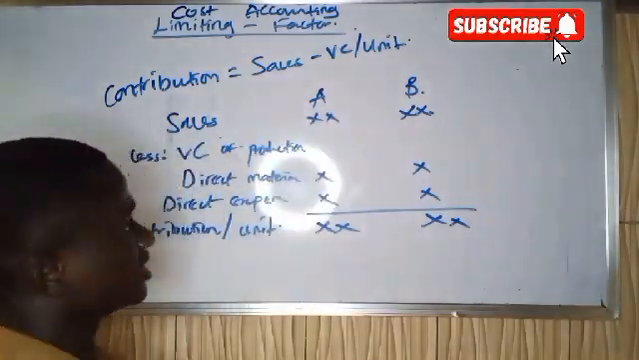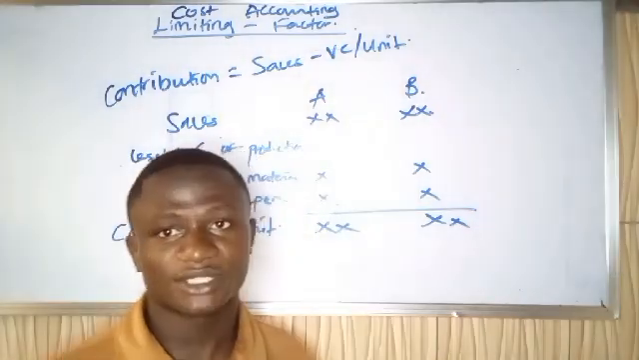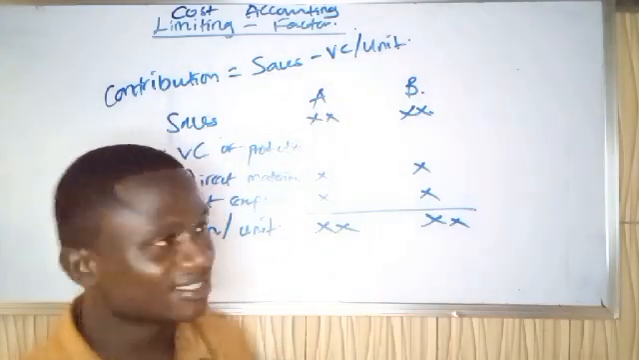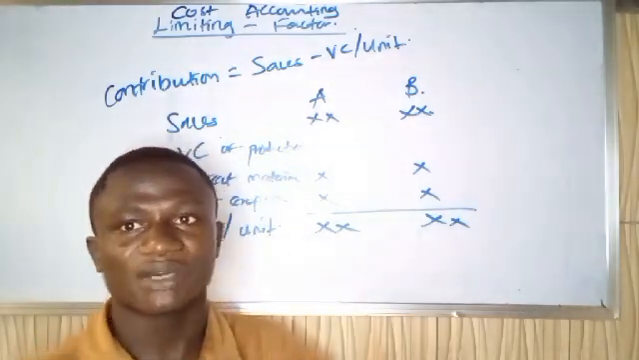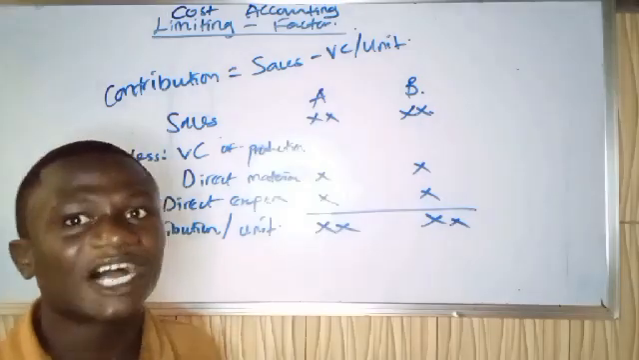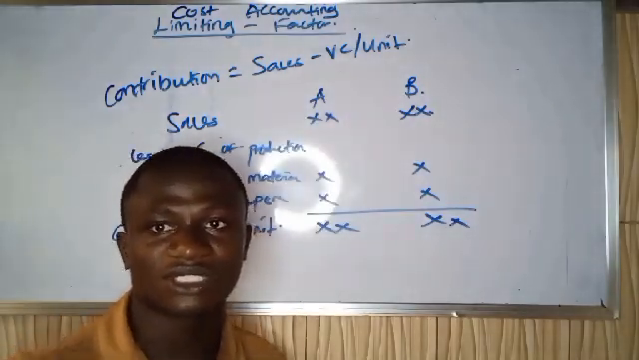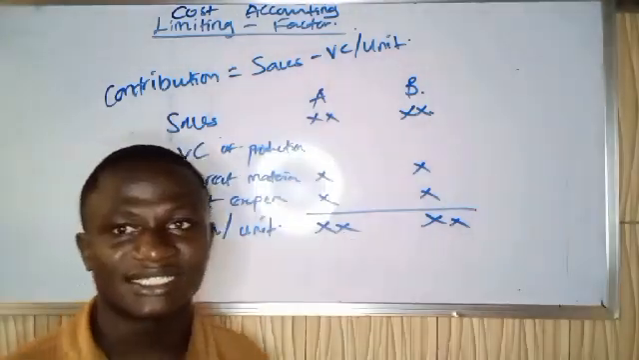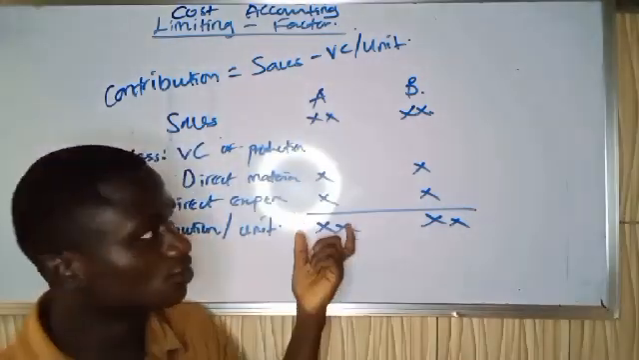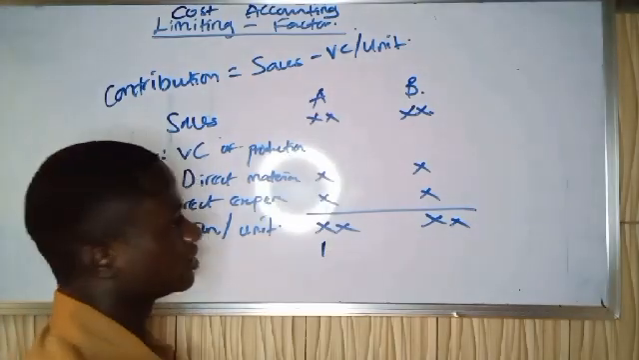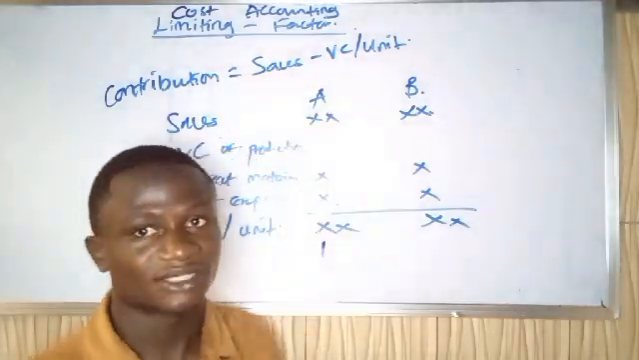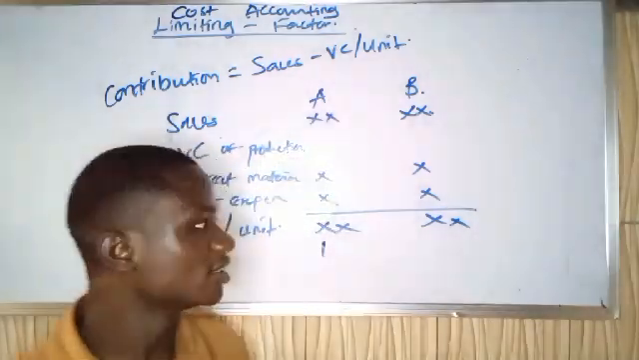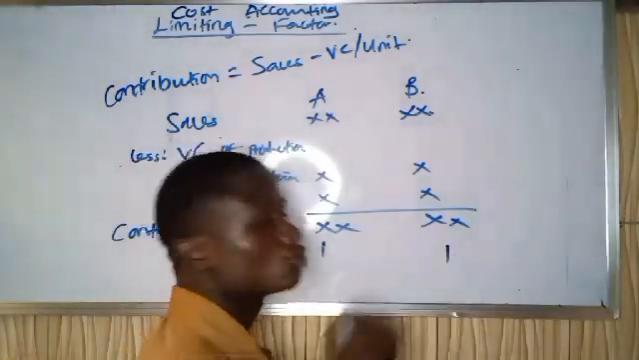Now look at this. The next thing you are going to do is consider the limiting factor that will not allow us to meet our sales. You ask yourself, how many of that limiting factor is necessary for me to produce A? Let's say for me to produce A, I'm going to need one raw material. The raw material I'm buying is the limiting factor, and for me to produce A, I need one raw material. For me to produce B, I also need one raw material.